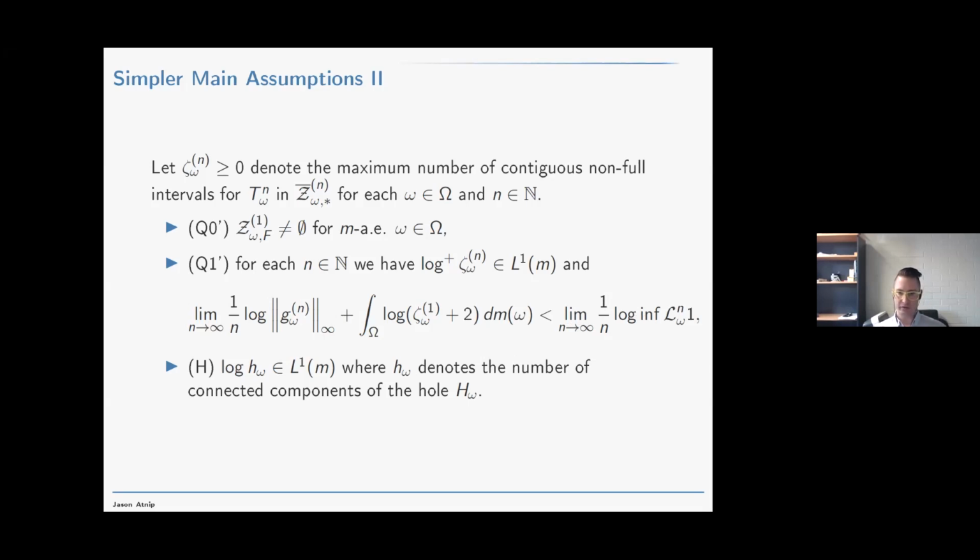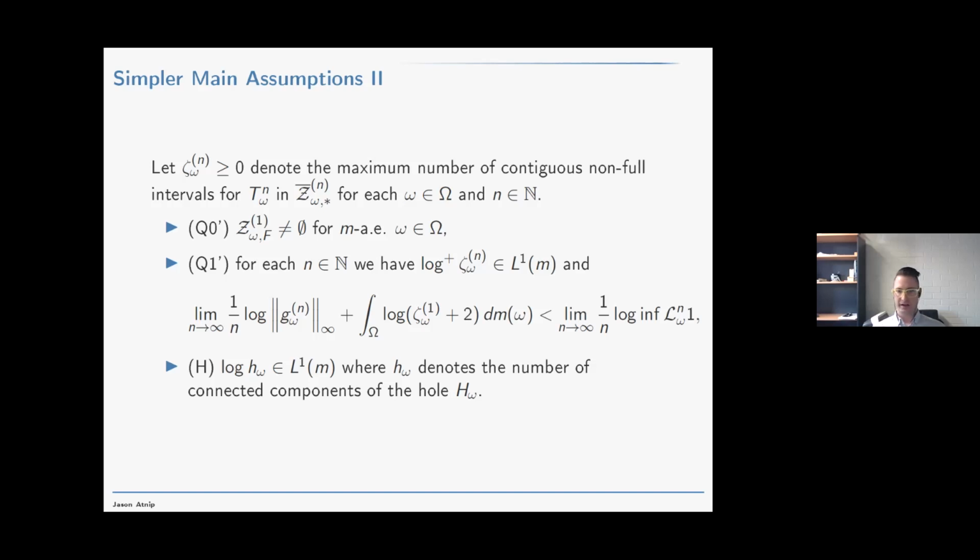And now the really great part about this assumption that makes it much more checkable is that this additional bit that we have to add on to our 1 over n log sup g is just the integral of log ζ_ω, but only on the first level. So I only have to check that I have enough full branches on the first level, and not calculate how many full branches I have at each step. So this becomes something we can check very easily just looking at our map and the first iterate of our maps.